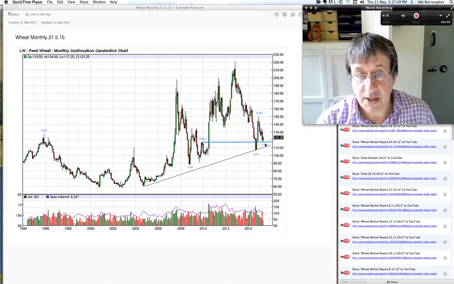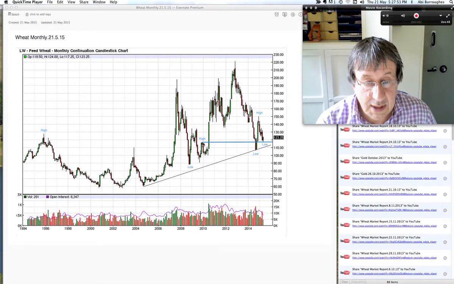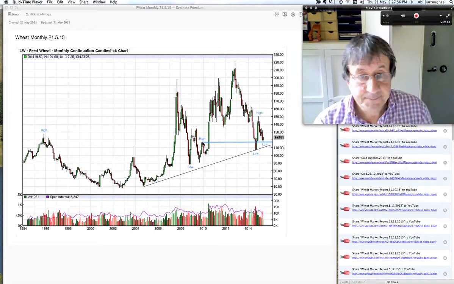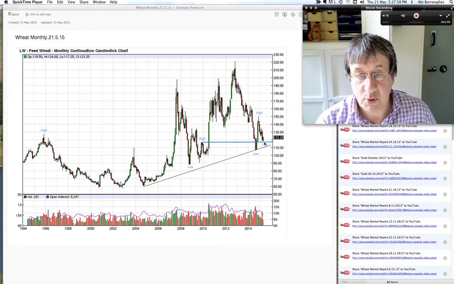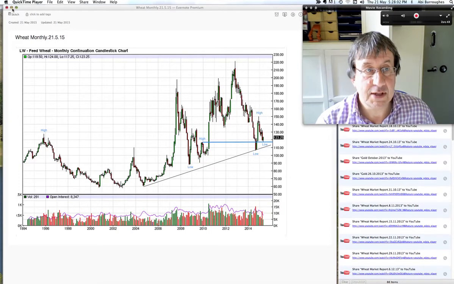I've put a pencil in a low here. This is against the swing high here of the end of 2010, and it looks to be giving a bit of support here, a lift. So as usual, we'll pop down into the weekly chart to see if that can show us anything.